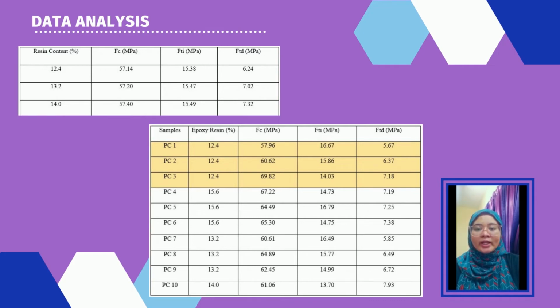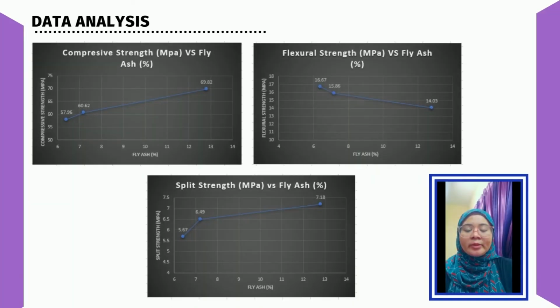strength, flexural strength and also split strength. And the next table shows the mechanical properties of the polymer concrete with fly ash, and the sample with 12.4% of epoxy resin will be plotted on a graph, and this is the graph that has been plotted with 12.4% of epoxy resin in terms of compressive strength, flexural strength and split strength versus fly ash.